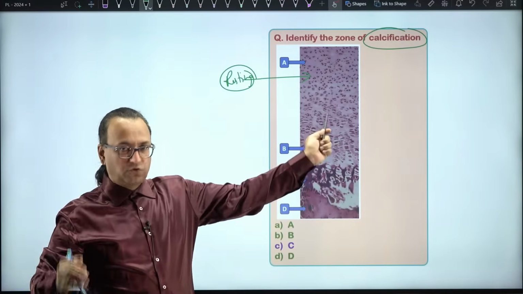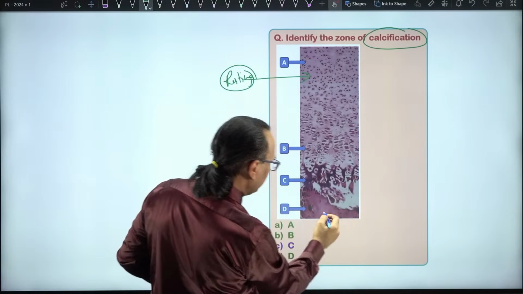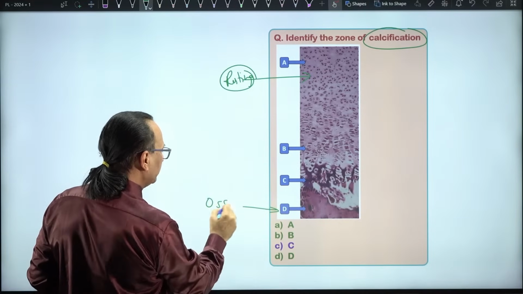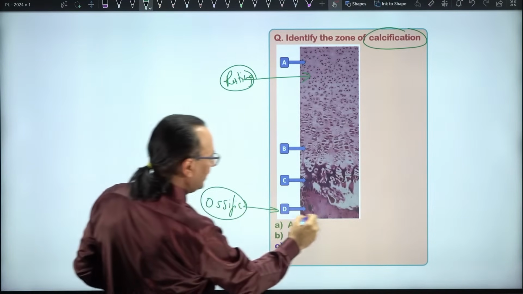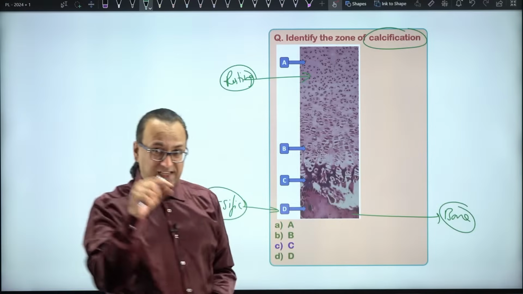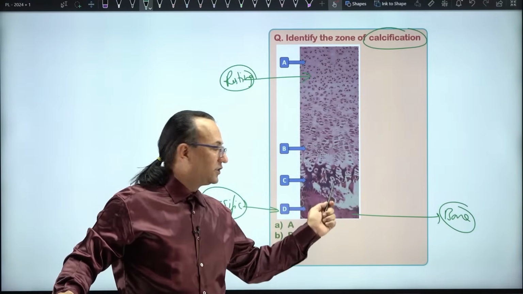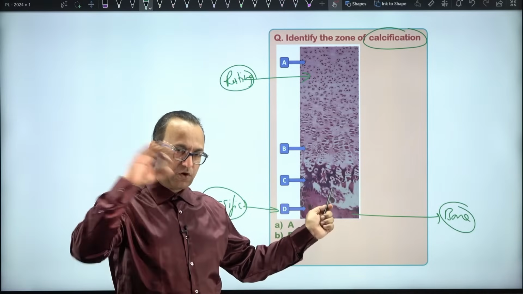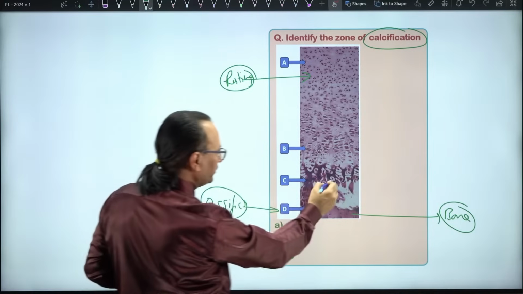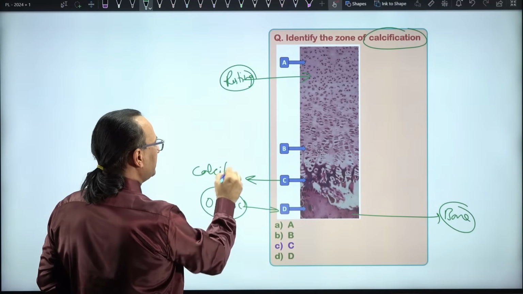So you start with the resting zone, but then you should know that this appearance, what you have here, you should be able to identify the bone actually. This is the zone of ossification. Where the bone tissue is observed, instead of chondrocytes, you will have osteocytes. And moreover, in the previous zone, the zone of calcification, there will be dead chondrocytes. So before the bone, you will have the dead chondrocytes. That is where you have the zone of calcification. So this is the zone of calcification.